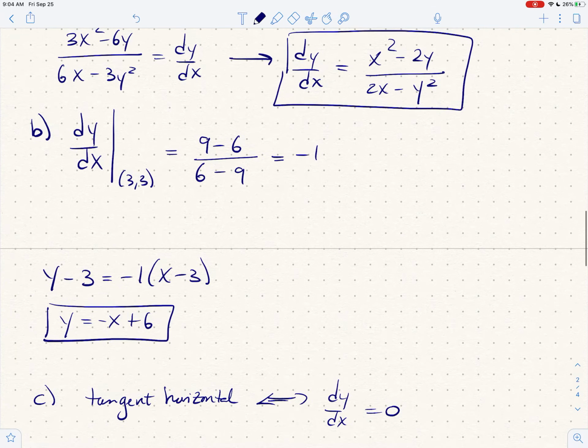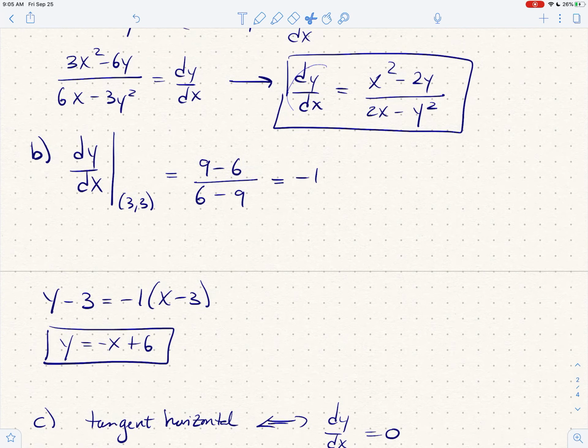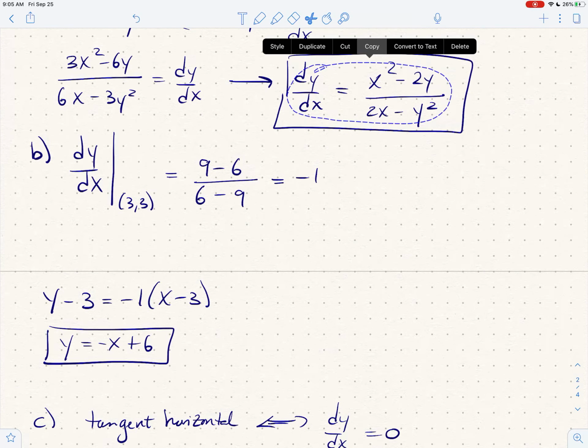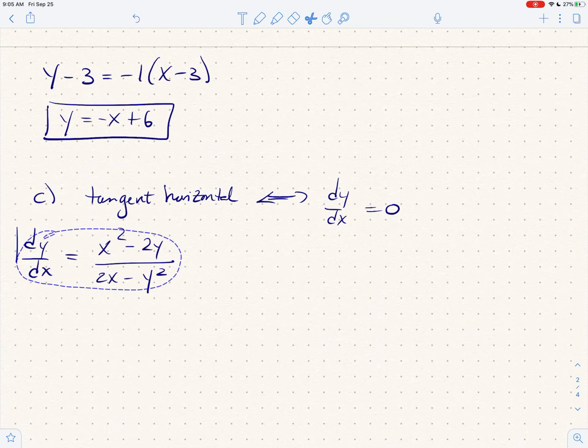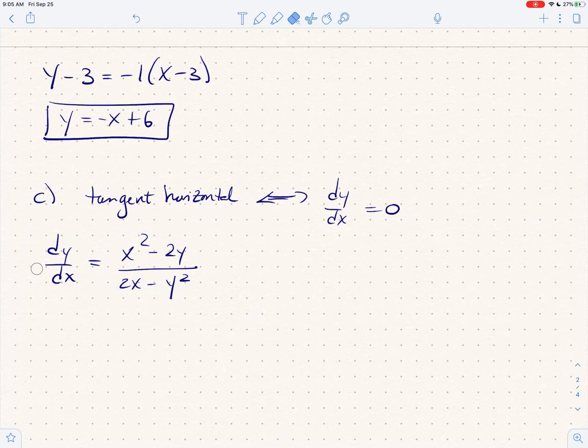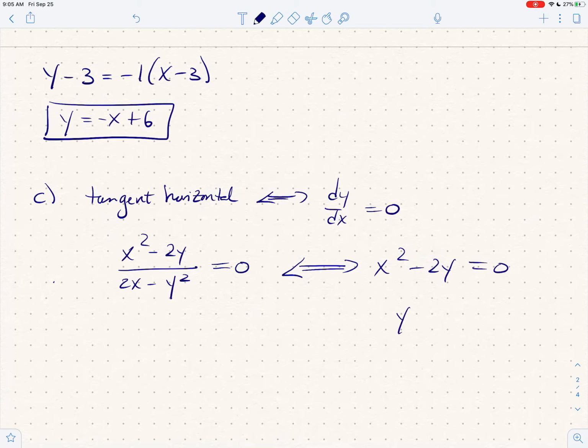Okay, so I'm looking for where dy dx is 0, so I'm going to just copy my formula for dy dx, and I'm going to put it right here, and I'm going to ask myself, okay, where is this formula equal to 0? Well, I'm going to erase this part. That is dy dx, and it equals 0 if and only if the top is 0. So x squared minus 2y is 0. So that means that what? Y is x squared over 2. Okay, that's great. But what do we do with it?